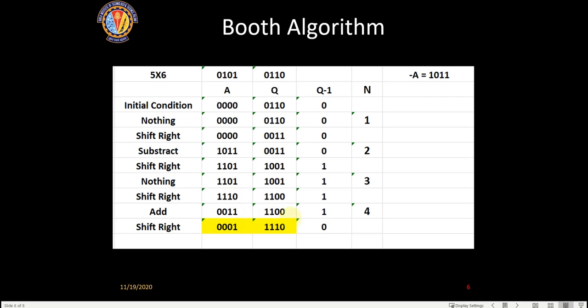So q remains the same, this is q minus 1, and then again we are going to shift it right. Now you are shifting, you put another 0 here, so this becomes 1 1 1, this 1 from here has come here, 1 1 0 0. The final answer will be in a and q. This is the answer which we get. This is equivalent to 30 if you see: 2, 4, 8 and 16, so that comes to 30. So this is the answer which we get.